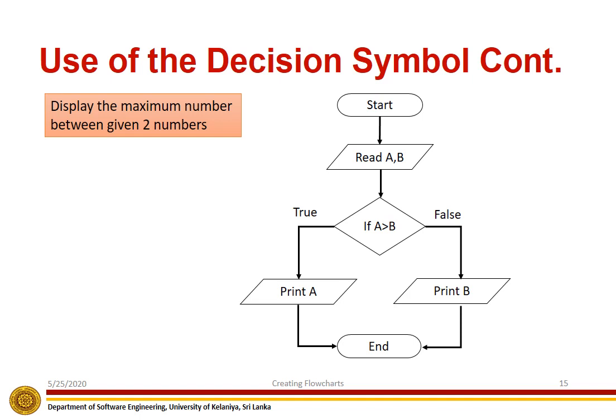We need to place arrows in every flow, don't use just lines. Another important thing is we need to put true or false, or otherwise we can use yes or no, on the two arrows that go out from the decision symbol, because only according to that we decide what we have to do. I think you all have got an idea now.